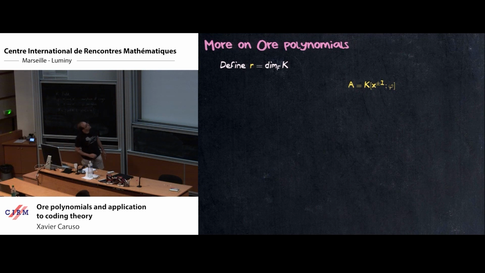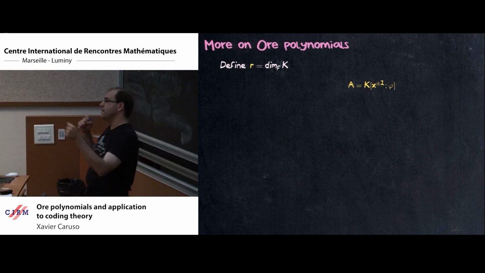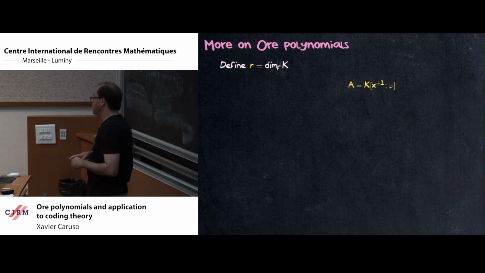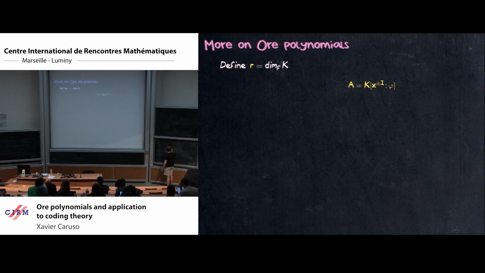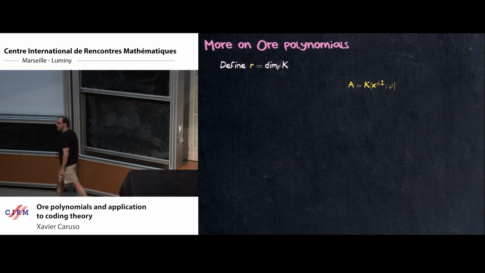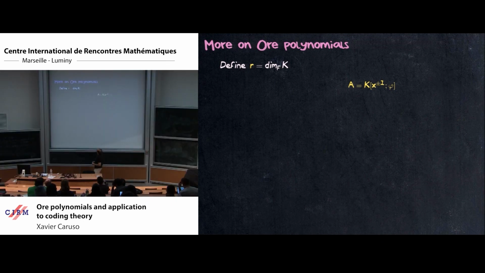And I consider this ring, which is a ring of Laurent polynomials, so it's a polynomial in x and x minus 1. And because phi is bijective, it's not a problem, because we have this commutation relation: x minus 1 times a is phi minus 1 of a times x minus 1. So this ring has two important subrings.